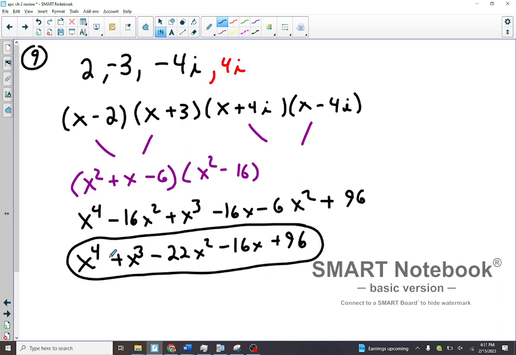So this is a polynomial that if you plugged in 2 or negative 3 or negative 4i or positive 4i, this would cause this to be 0 overall. No. Given the roots, give me a polynomial that has these roots. So 2, negative 3, negative 4i are the answers to the last one. Yeah, they would be the answers to your factoring. Okay?